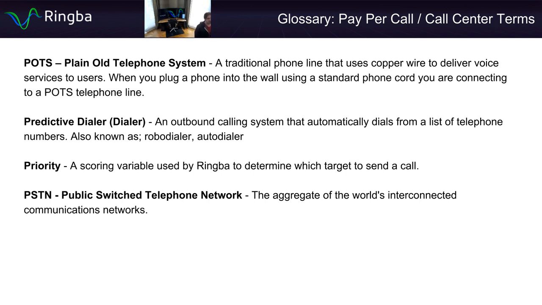A predictive dialer, or simply dialer, because most of them are predictive at this point, is an outbound calling system that automatically dials from a list of telephone numbers. It's also sometimes known as a robo-dialer or auto-dialer, but essentially what it does is look at the number of agents that are available. So if you have 5 agents available, it looks at the statistics for the number of people that are picking up the phone per minute or per second, and tries to connect a person with an agent in real time so that they're sitting around as little as possible, so that the agents are on the phone as much as humanly possible. And that's why they call it predictive.